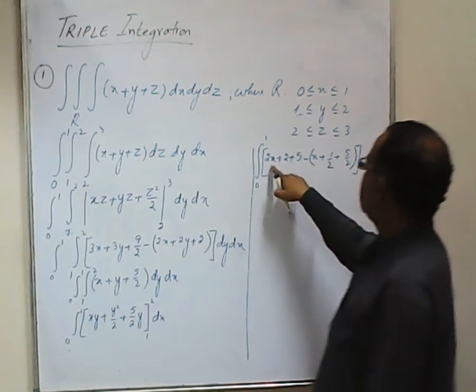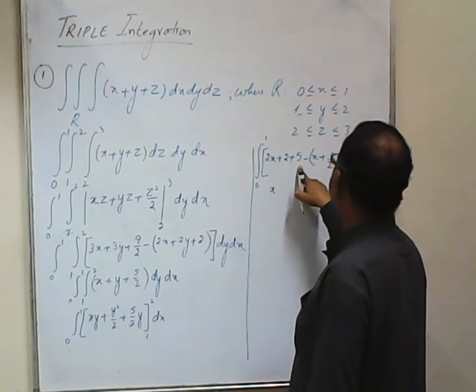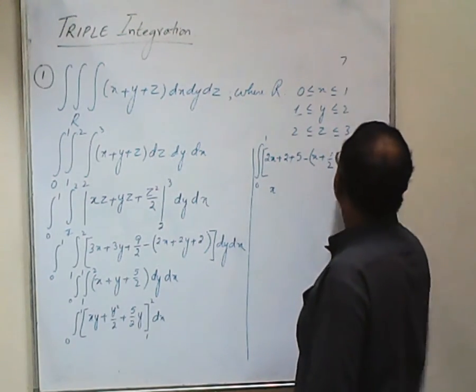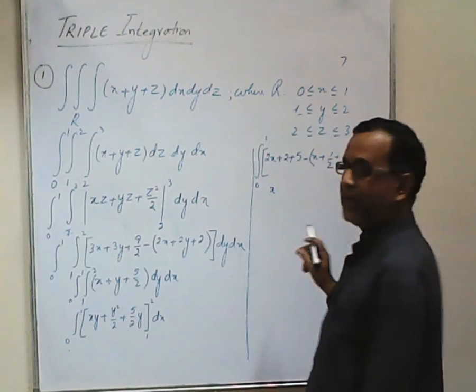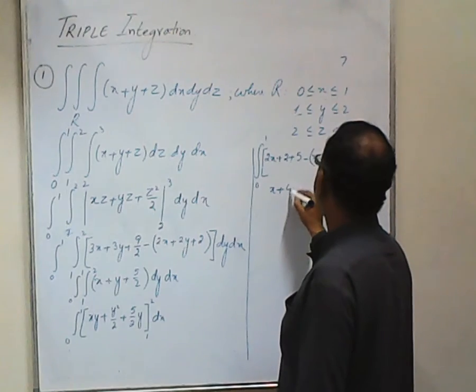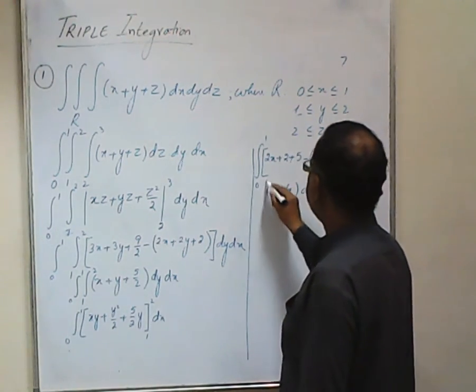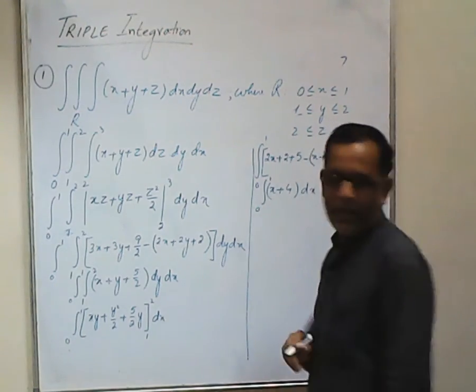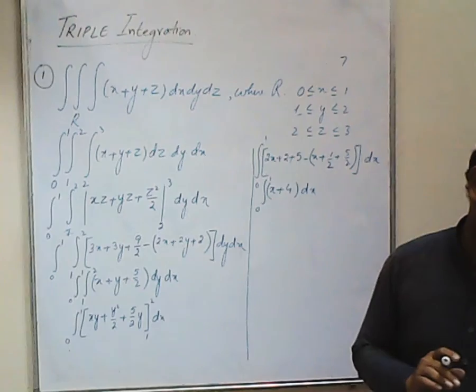So now this is 2x minus x is x, 2 plus 5 is 7, so 7, and 1 by 2 plus 5 by 2 is 3, so 7 minus 3 is 4. So I just have x plus 4 dx and the integral is from 0 to 1. Only x plus 4 we have.